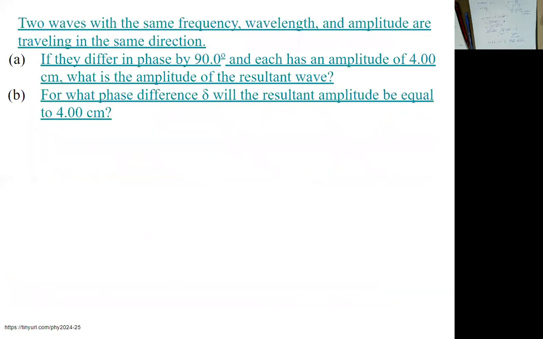So on this one, let's take a look at this example here. It says two waves with the same frequency, wavelength, and amplitude are traveling in the same direction. If they differ in phase by 90 degrees and each has an amplitude of 4 centimeter, what's the amplitude of the resultant? And then for what phase difference will the resultant amplitude be equal to 4 again?